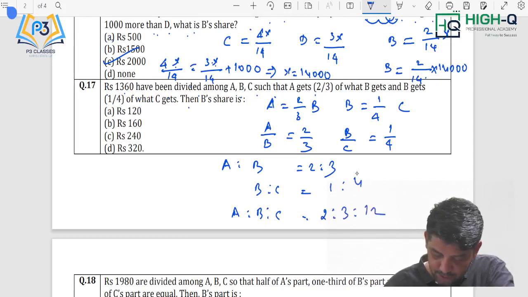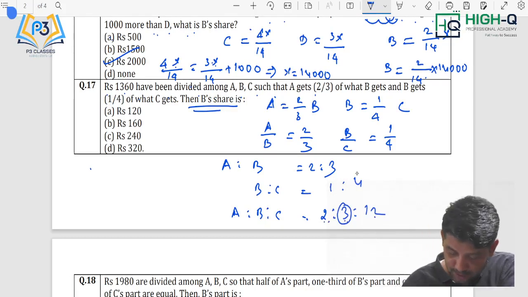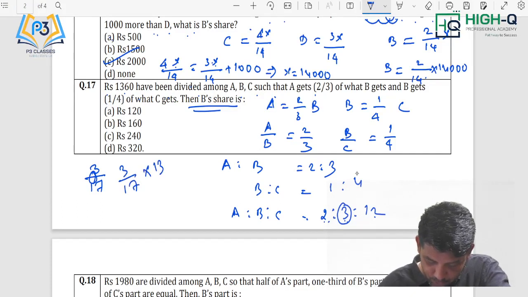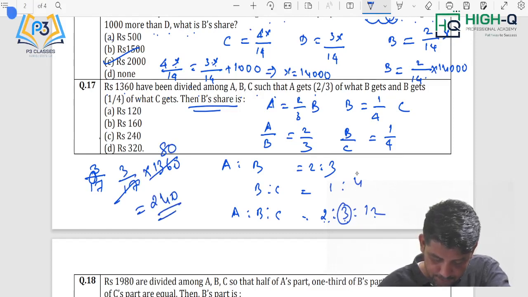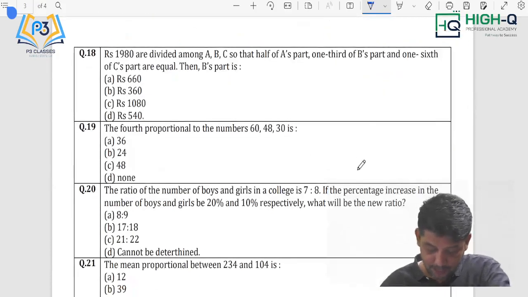The question is, what is B share? Total 17 rupees means B should get 3 rupees. Is it 3 by 17? But the question is, 1360 is given, no? 3 by 17 into 1360, 80 times, so 240 rupees. Now the 18th question. What is the 18th question, my dear?